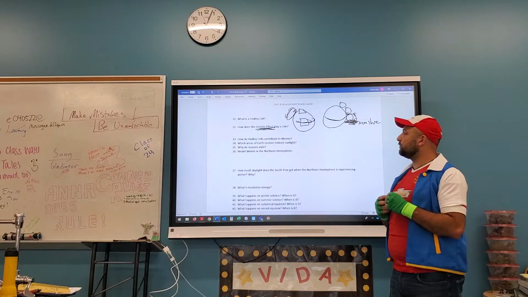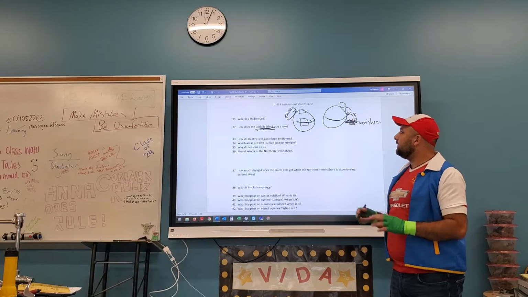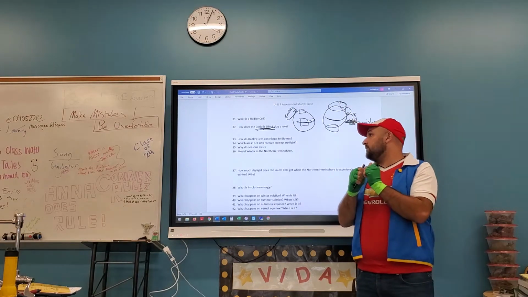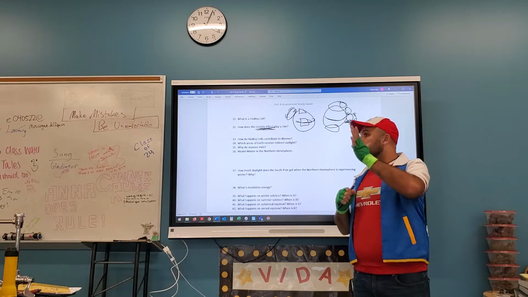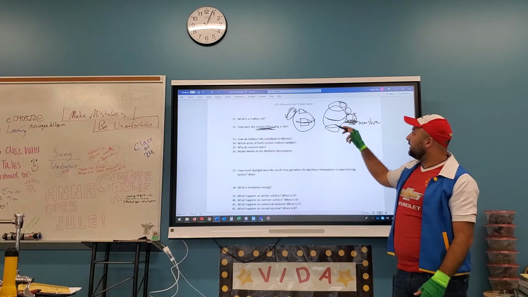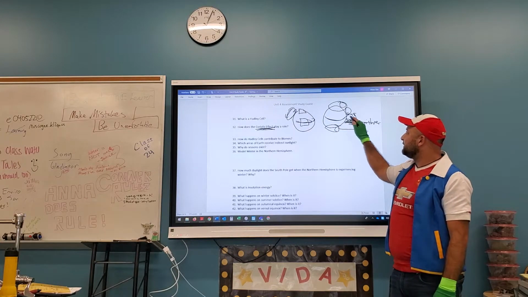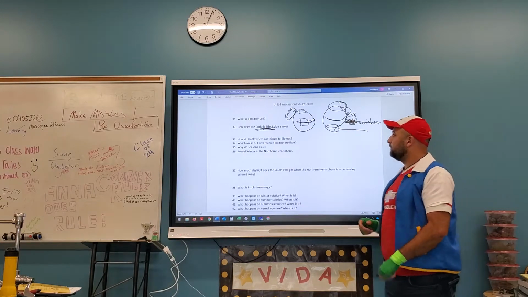Which areas of Earth receive indirect sunlight? Those would be the poles, because they're pointed away. Like when I shined that light at you guys and you turned your heads away, so it was indirect light reaching your eyes. It's the same thing up here. At the poles, it's going to reach indirectly because they're kind of tilted away, as opposed to the equator, which is kind of straight on.